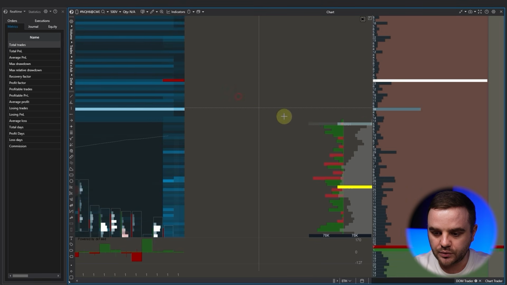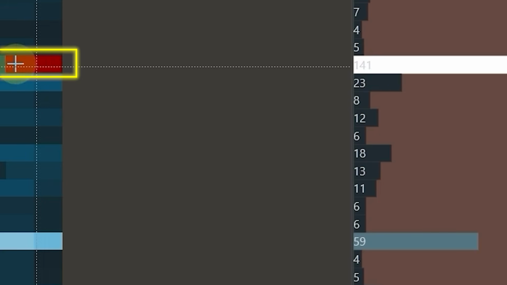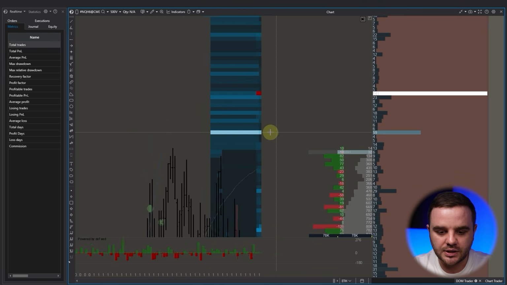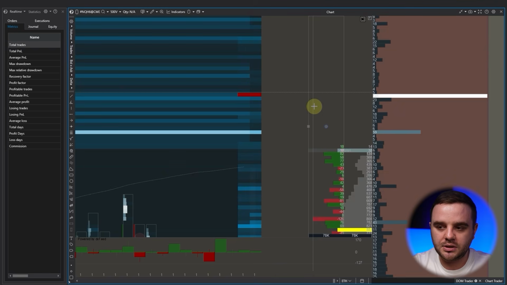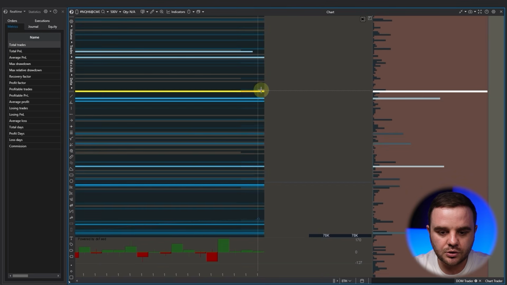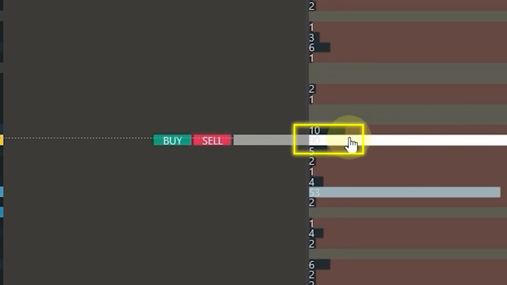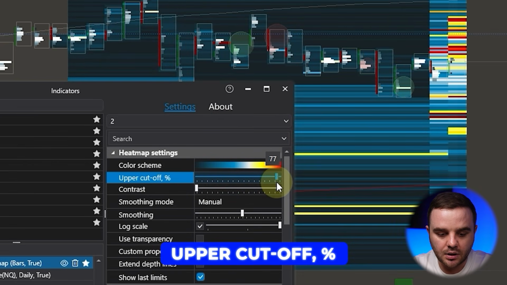For example, we open DOM levels, and you can see right now, at this very moment, 141 contracts lay here. Here, as you can see, 59, we see it as light blue. The closer to red, the bigger the volume. As you can see, another significant limit order is here, and how many contracts is here? It is 90 contracts.